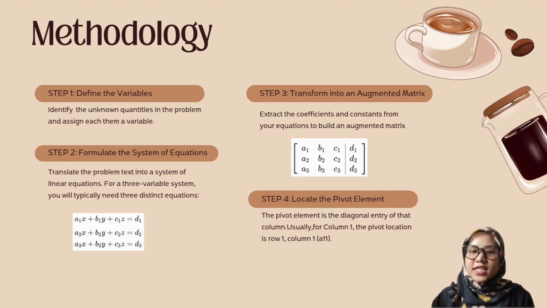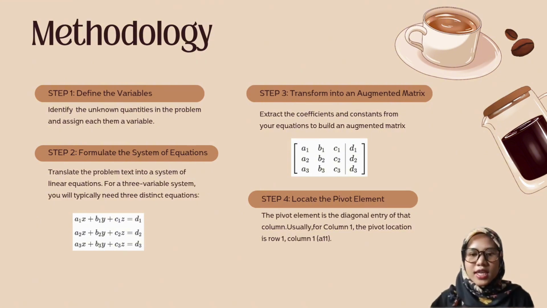Methodology of Gauss-Jordan. There are several steps in the Gauss-Jordan Elimination Method. Step 1. Define the variables. In this step, we need to identify the unknown quantities in our problem and assign each of them a variable. Step 2. Translate the problem text into a system of linear equations. For a 3-variable system, we typically need 3 distinct equations, like the example below. Step 3. Transform into an augmented matrix by extracting the coefficients and constants from the equations.